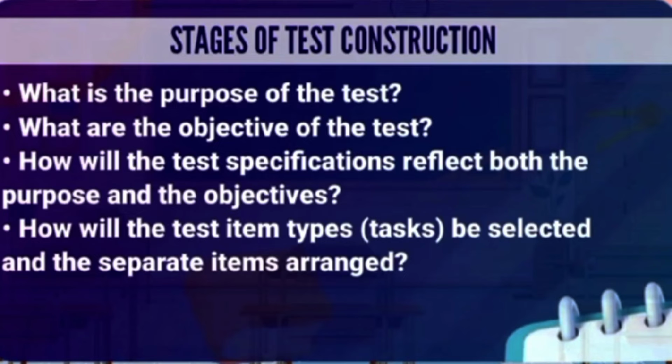Next are the stages of test construction. There are stages of construction, and they are used as a guide in making the test. First, what is the purpose of the test? Second, what are the objectives of the test? Third, how will the test specifications reflect both the purpose and the objectives? Fourth, how will the test item types or tasks be selected and the separate items arranged?